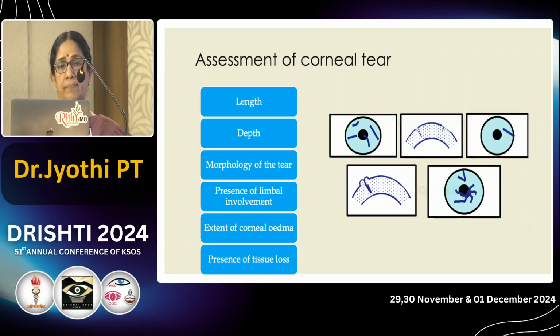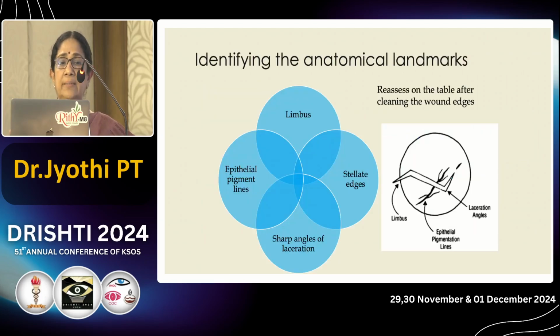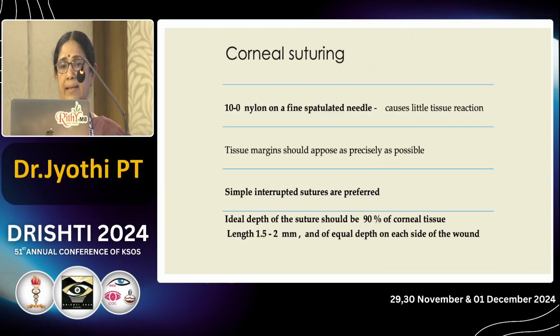So when you see a corneal tear, assess the length of the tear, depth of the tear, morphology of the tear, presence of limbal involvement, extent of corneal edema, and presence of tissue loss. There are certain landmarks which you have to identify for proper alignment. One is the limbus, epithelial pigment lines, stellate edges, and sharp angles of laceration. If you can identify these and apply the first suture at these lines, you can get better alignment.